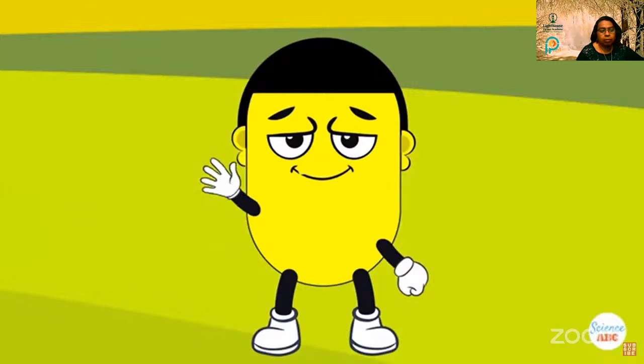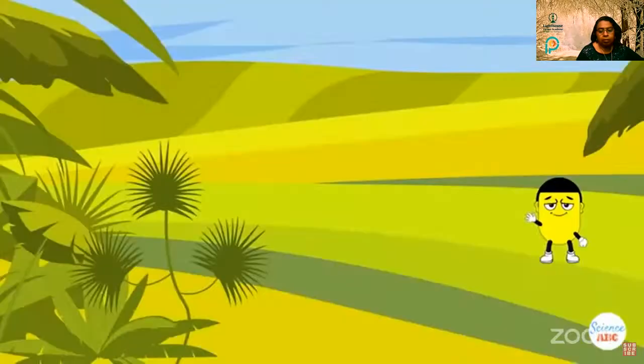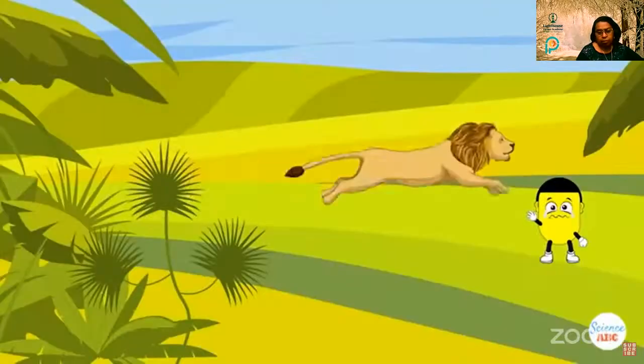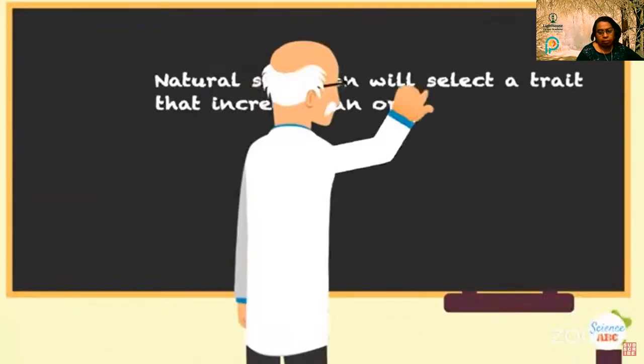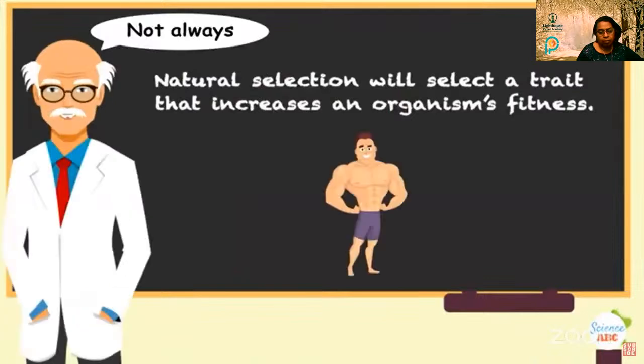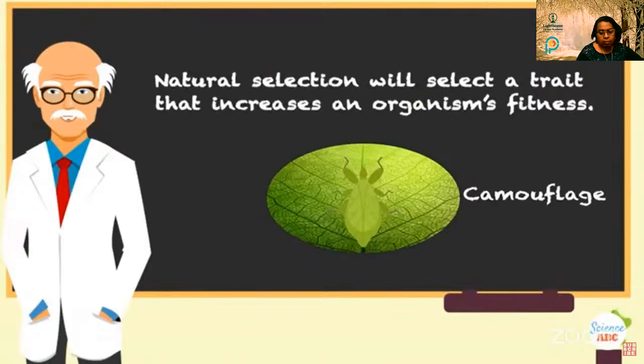On the other hand, if an individual can't hear as well, it is less likely to survive long enough to reproduce and pass those genes on to its offspring. Natural selection will select a trait that increases an organism's fitness. Here, fitness doesn't mean strength. It means anything that will aid the animal in survival and reproduction.